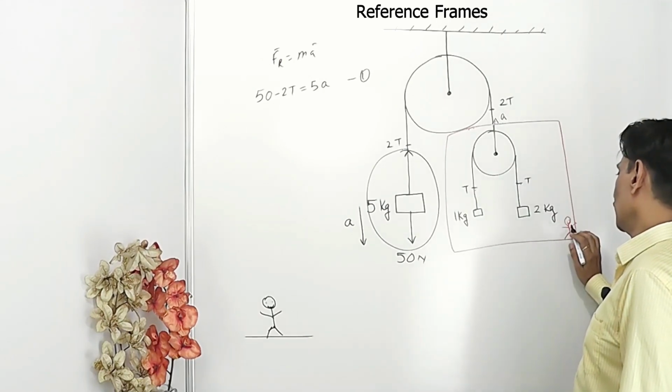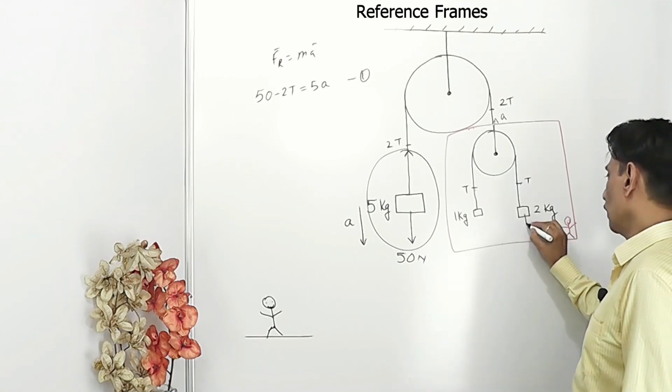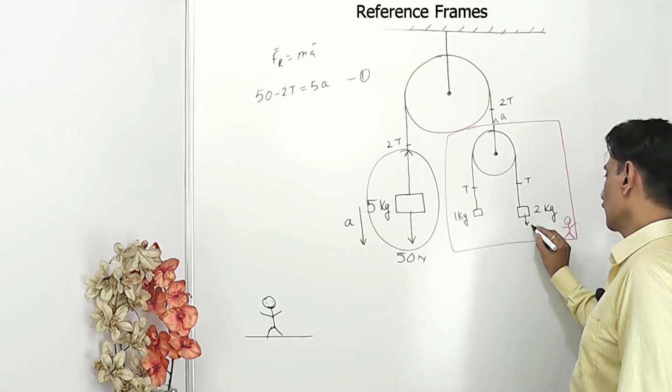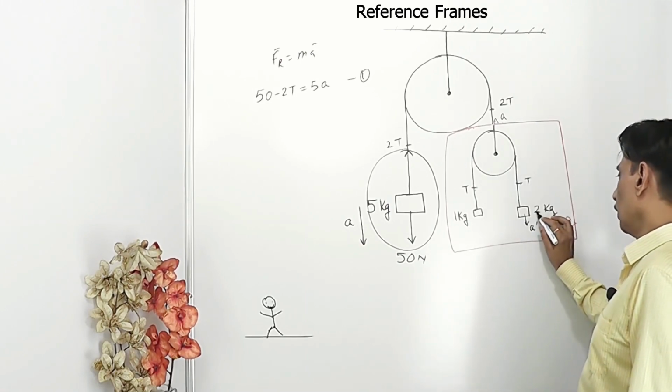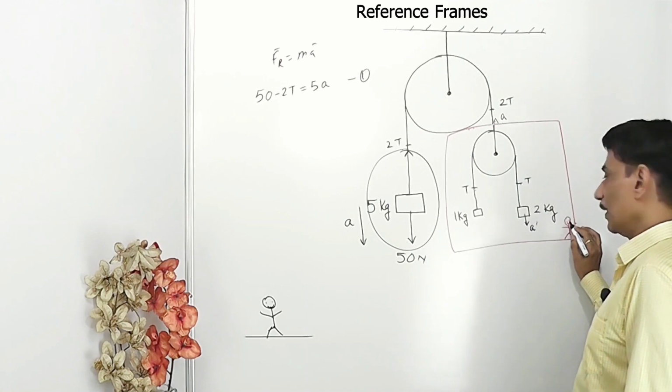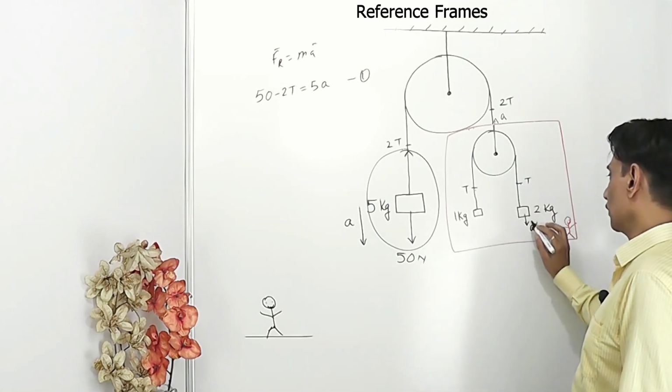This person sees within the lift that his 2 kg block will go down, let's say, with the acceleration A dash. So this is the acceleration A dash of the 2 kg block as seen by the lift, or as seen by a person in the lift, in the downward direction, because this is heavier.